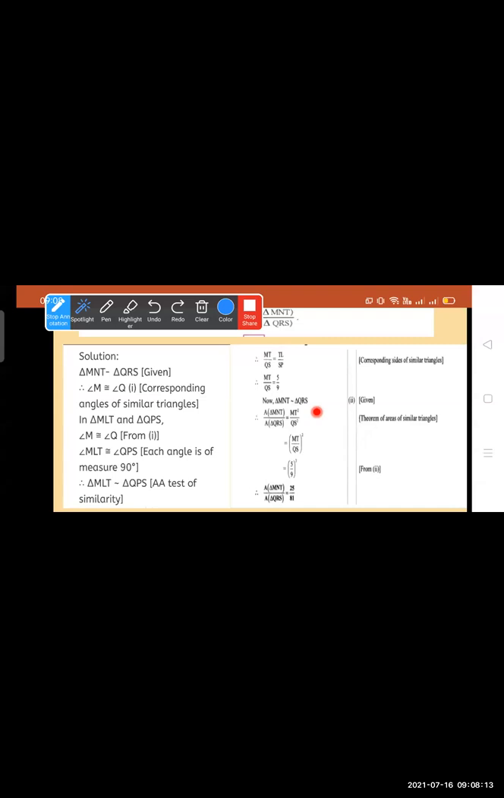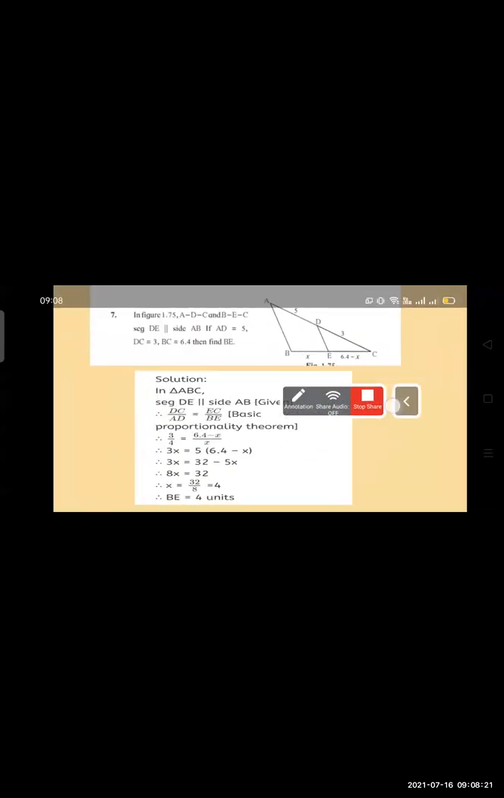Okay, students, now see the next question, question number 7. In figure 1.75, ADC and BEC are collinear and DE is parallel to AB. If AD is equal to 5, DC is equal to 3, BC is equal to 6.4, then find the value of BE.